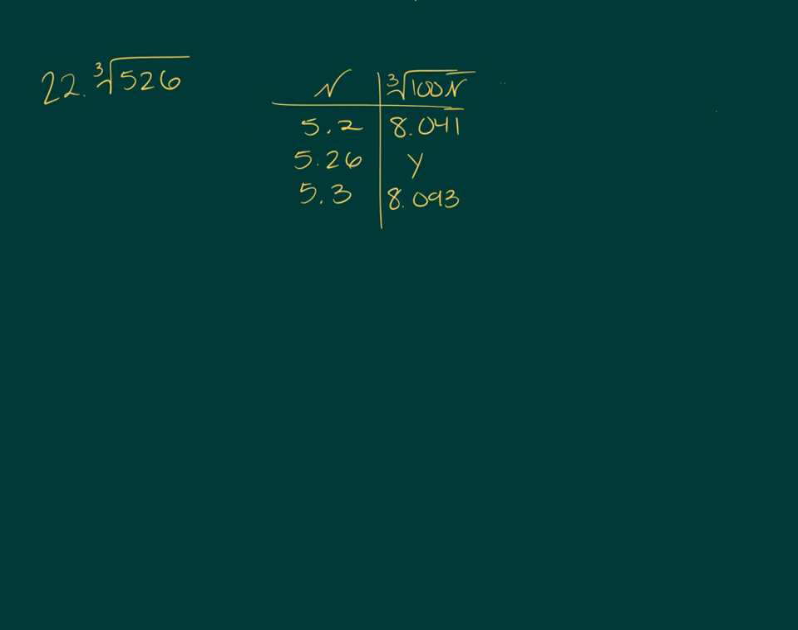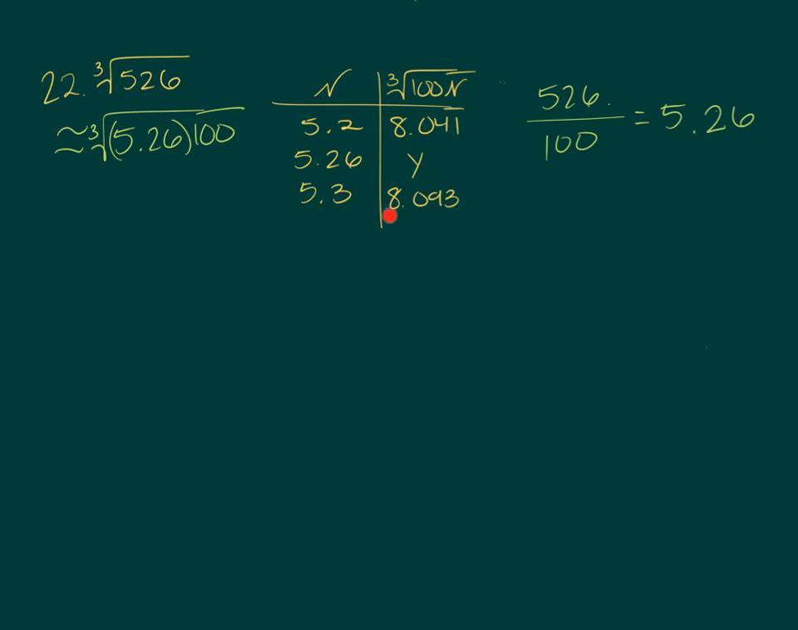In order to do that, we need to move the decimal over 2 places. So we're going to divide 526 by 100. That's going to move our decimal over 2 places, so we get 5.26. So what we're really doing is finding the cube root of 5.26 times 100. Okay, so now that I have my digit all fixed, I'm going to look for the 2 closest numbers, which happen to be 5.2 and 5.3. And then because I'm doing 100 times n under a cube root, I go to that column. So 5.2 corresponds with 8.041, and 5.3 corresponds with 8.093.